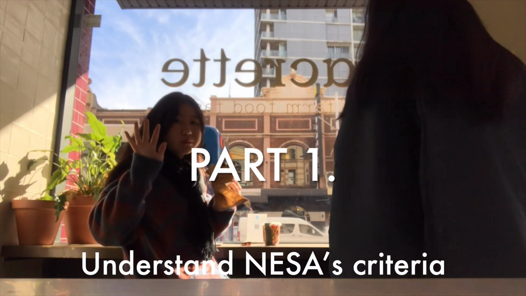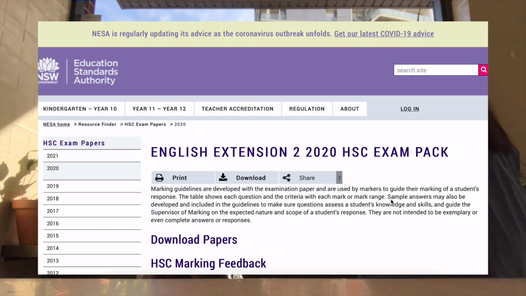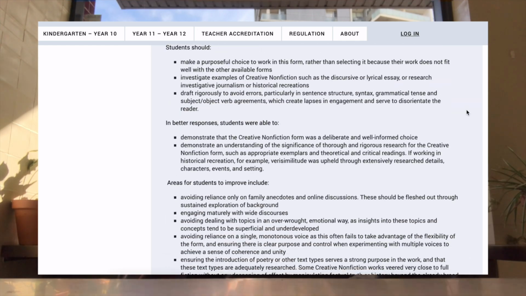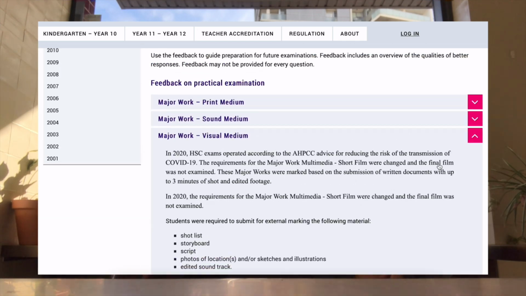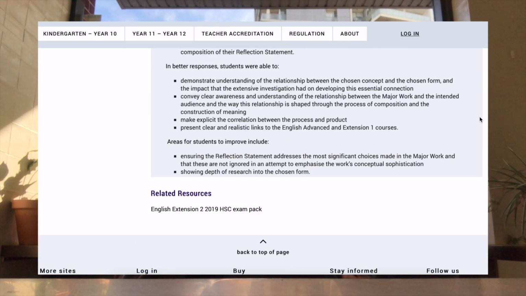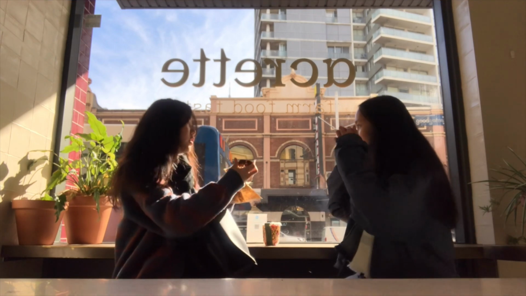So stay tuned. Firstly, understand NESA's criteria. Though it's a creative or analytical piece, at the end of the day, it's still going to be assessed by NESA, so look through the criteria on the website. Look at previous examples of works which have been sorted for you by bands, so band E1 and E2 versus band E3 and E4. Every year, NESA also reports on what students did well and what they can improve on. I'll chuck the link and show you a screenshot example here.